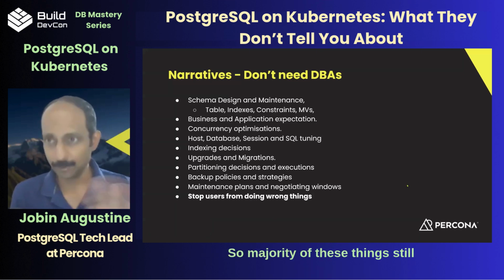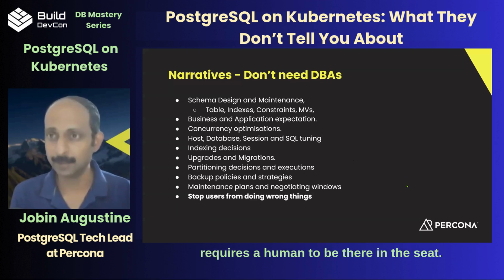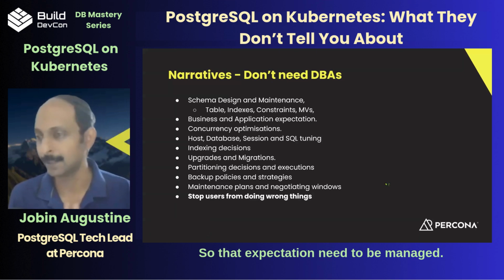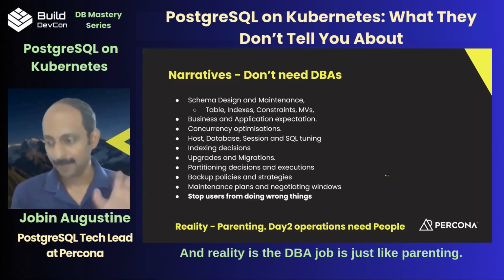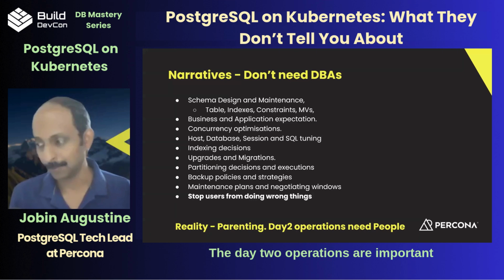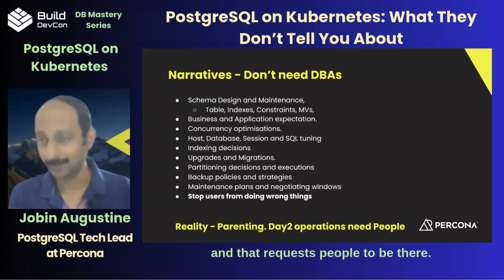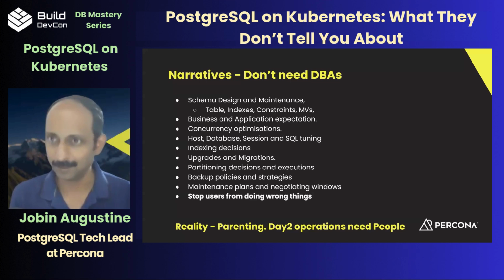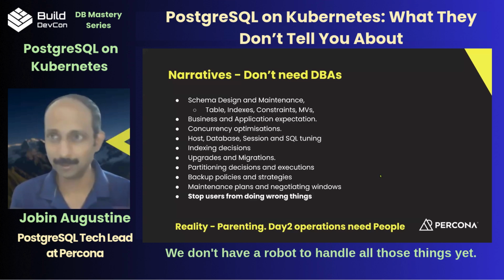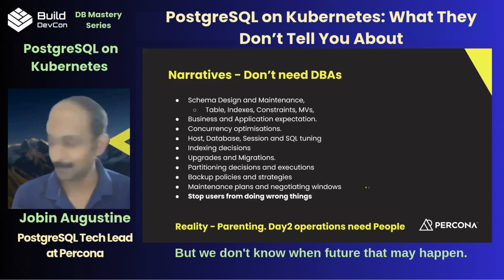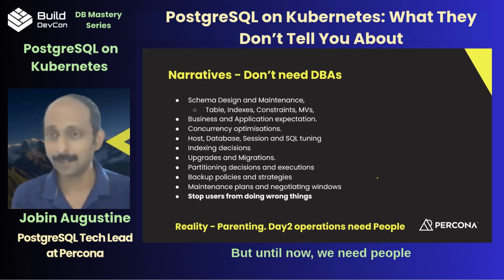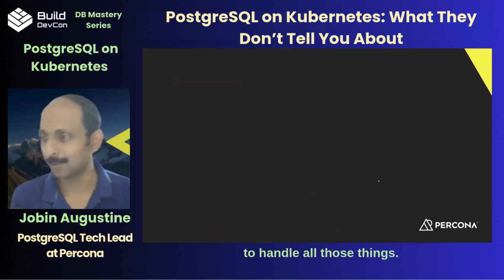So the majority of these things still require a human to be in the seat. That expectation needs to be managed. And the reality is the DBA job is just like parenting. The day-to-day operations are important, and that requires people to be there. We don't have a robot to handle all those things yet, and we don't know whether that may happen in the future, but until now, we need people to handle all those things.